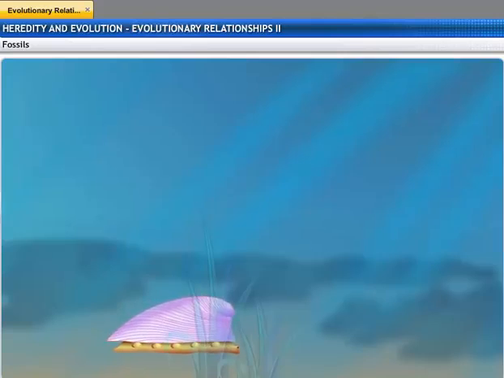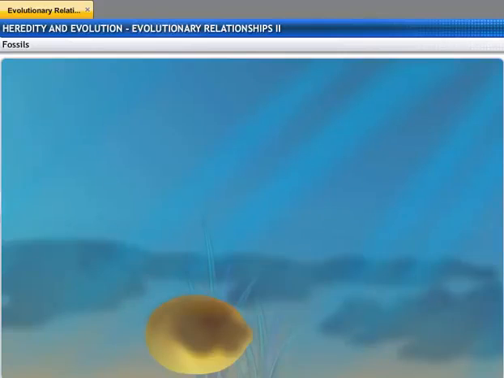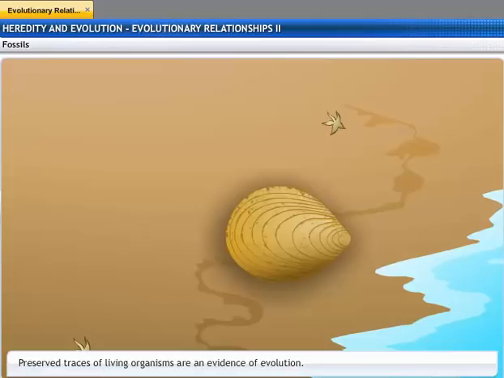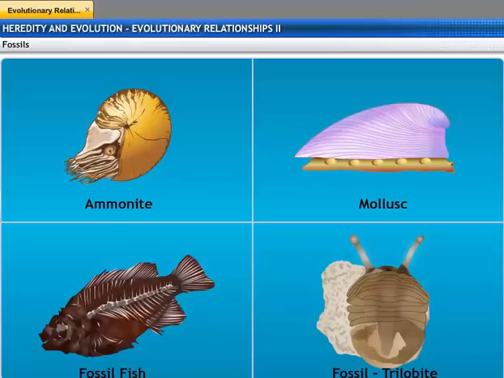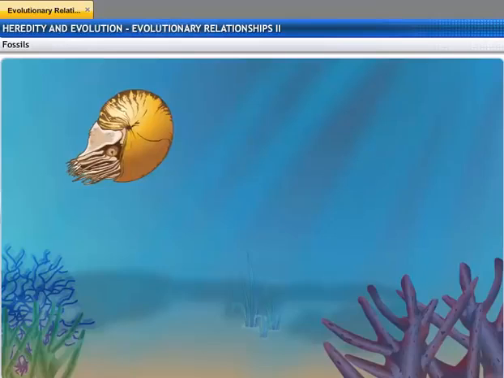When an organism dies, it gets decomposed and leaves behind remnants in the soil. These traces of living organisms are known as fossils. Let's illustrate the process of fossilization of an ammonite.